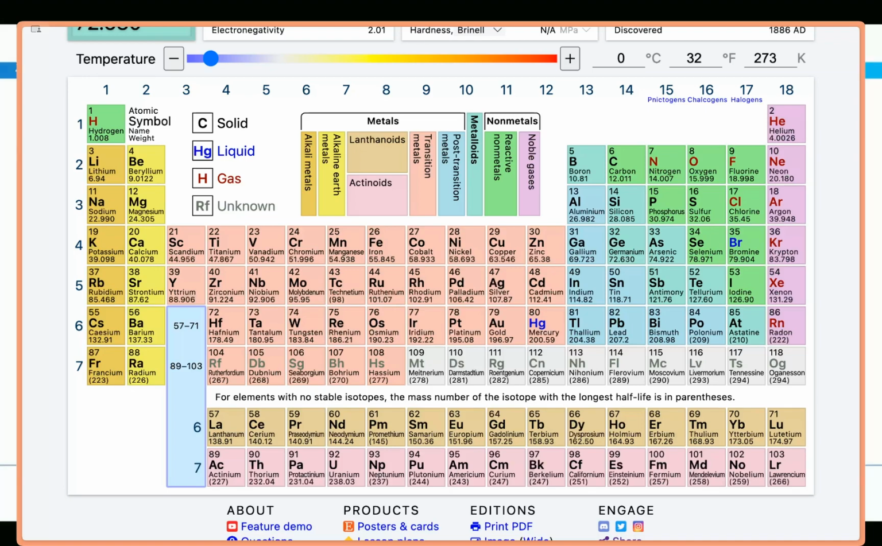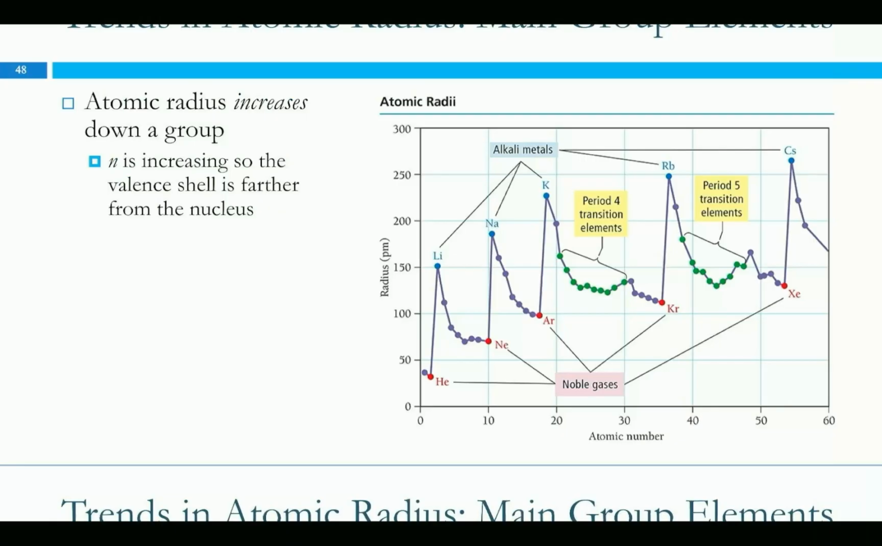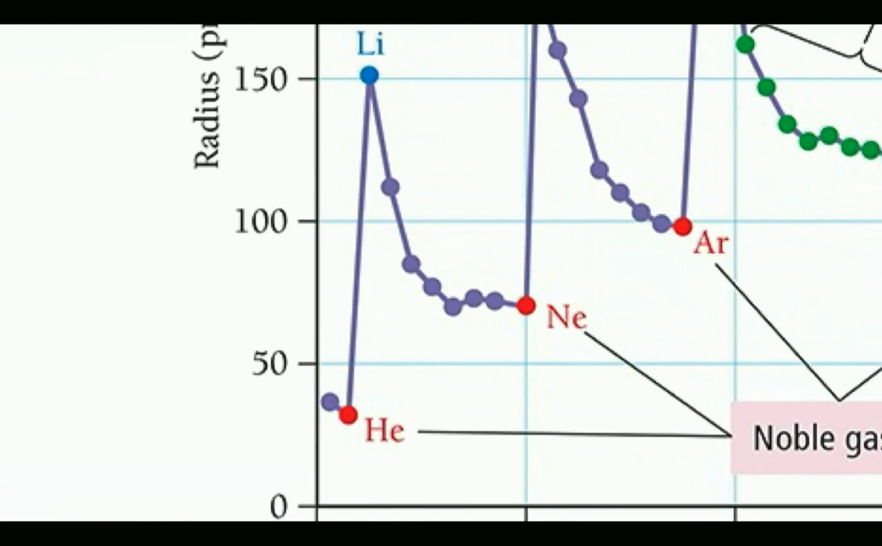But we can also see from this chart, again, if I go across the periodic table, so if I start at lithium, and then I go to beryllium, and then boron, carbon, nitrogen, oxygen, fluorine, and then neon, the size generally gets smaller. There is a little bump there. From nitrogen to oxygen, it bumps up a little bit, and then it comes back down.